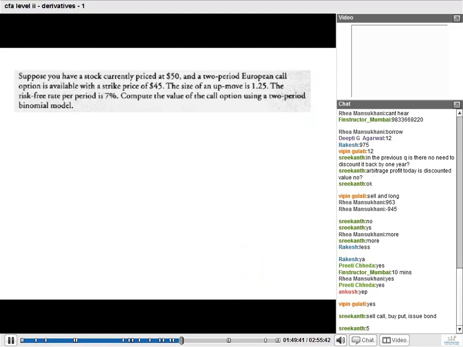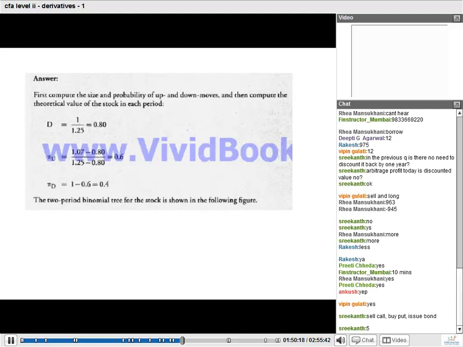Let's do one more question and understand this. Suppose you have a stock currently priced at $50 and a 2-period European call option is available with a strike price of 45. European implies that the option cannot be exercised before maturity. The size of an up move is 1.25. The risk-free rate per period is 7%. Compute the value of the call option using a 2-period binomial model. So just like we extended our nodes till 1 period, now we'll extend the nodes till 2 periods. Let's see how the binomial tree will look.